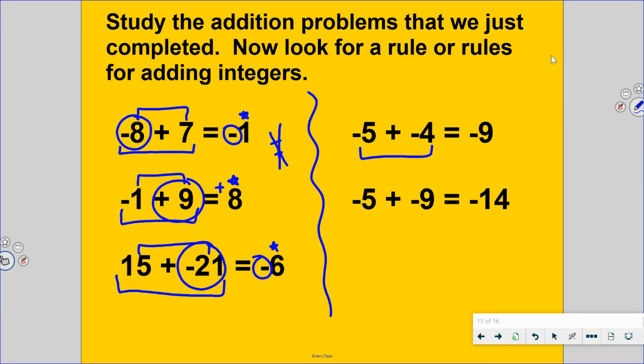I see a negative and a negative. That's interesting. So think about -5 and then -4. There are no zero pairs that cancel out. Look what happens with the absolute values. 5, 4, we get to 9.